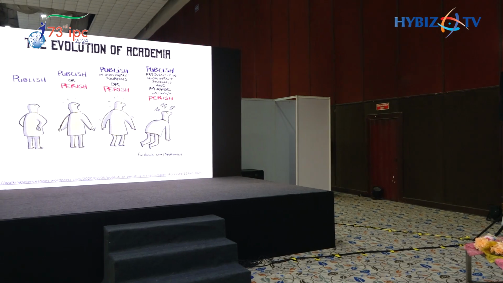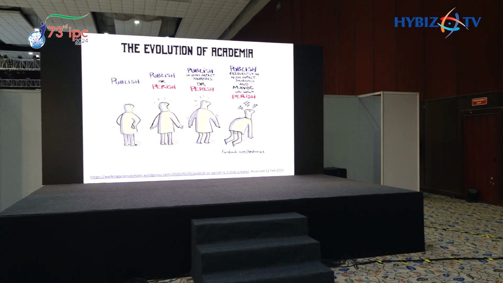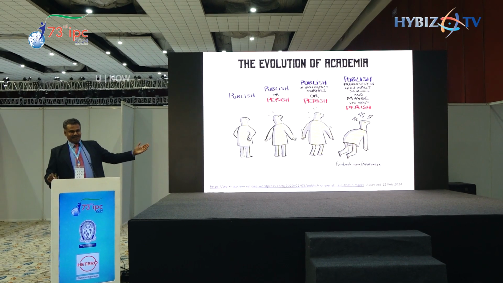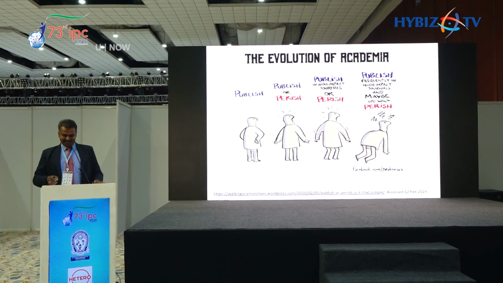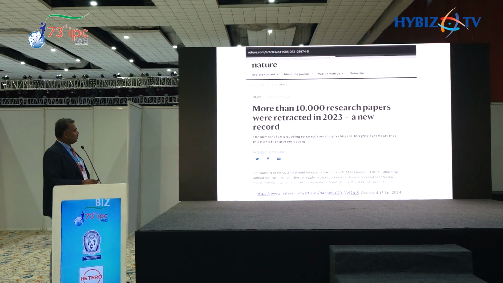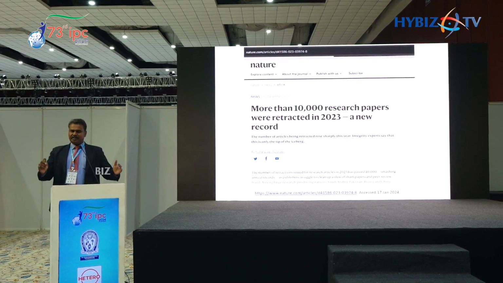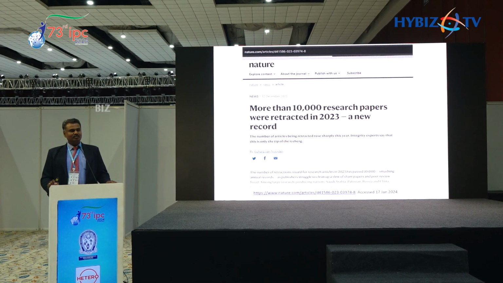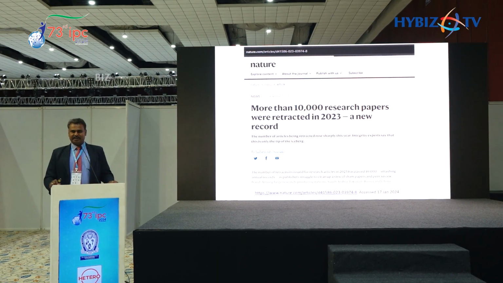So what I am suggesting is that every faculty member should start publishing their paper in a high impact journal. Otherwise, we will no more be in academics. No promotion and other benefits. So every faculty member wants to publish their paper. What is the end result? More than 10,000 papers were retracted last year.